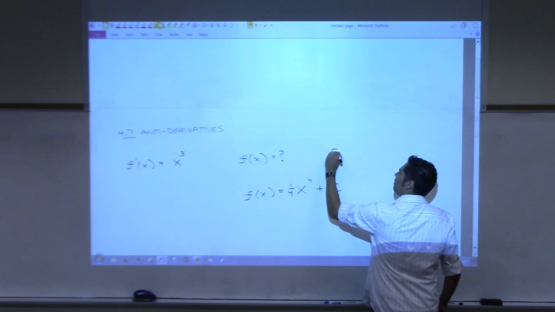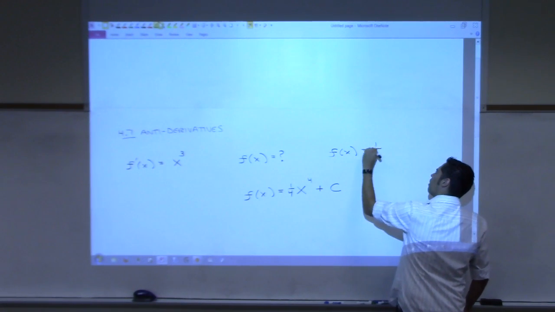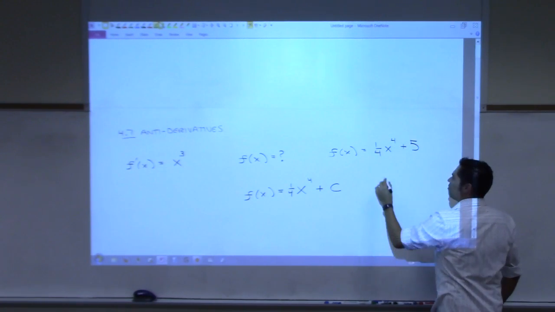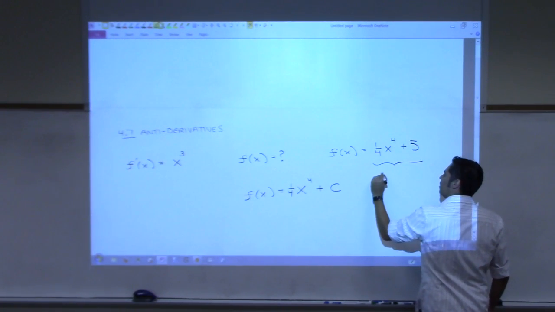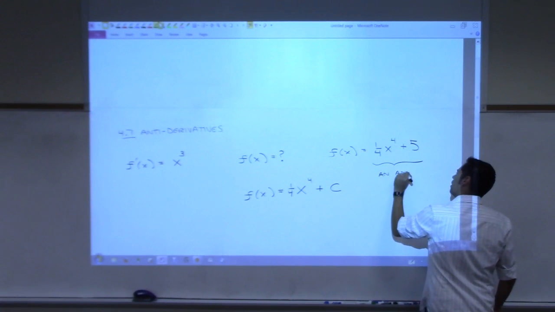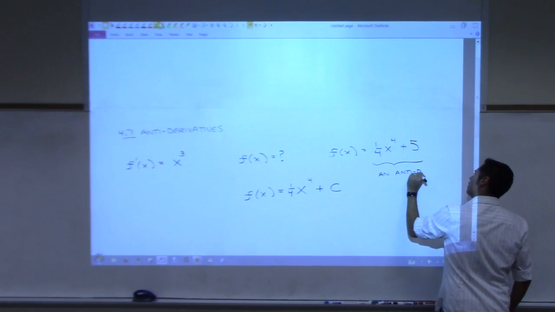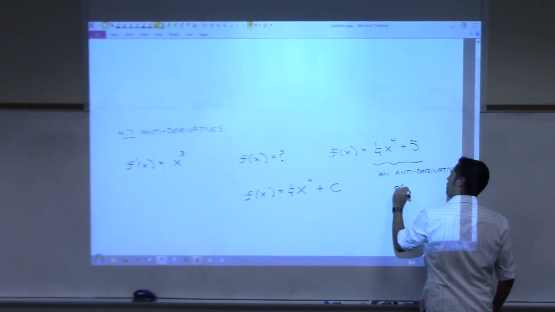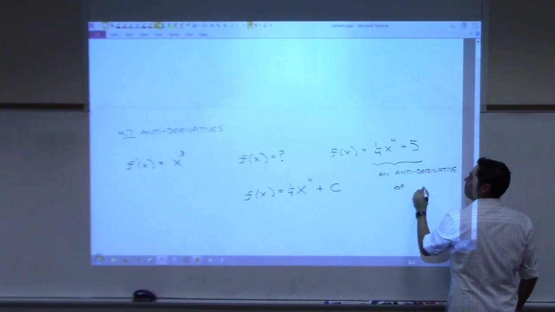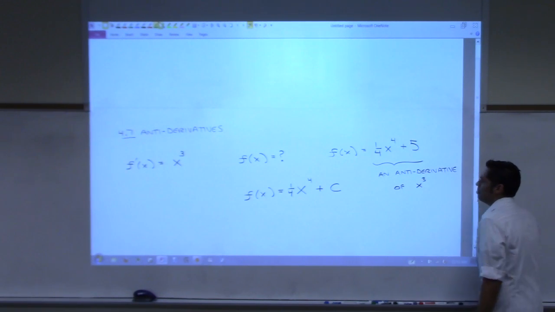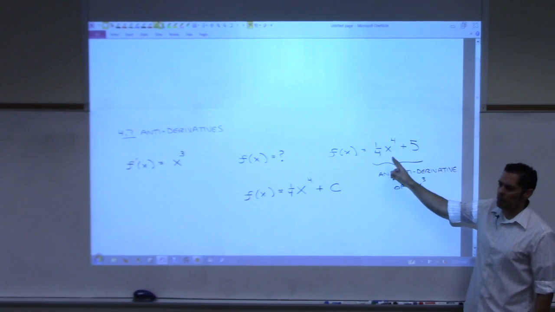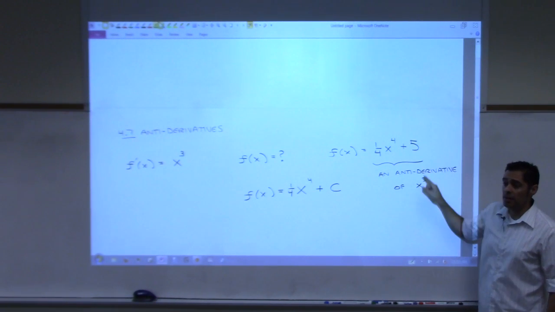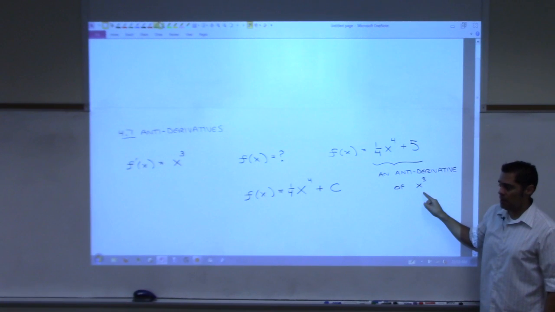So if you wrote down f of x equals 1/4 x to the 4th plus 5, this right here is an antiderivative of x cubed, all right? This one right here is an antiderivative of x cubed. Because if you take the derivative of that, you get this, right?